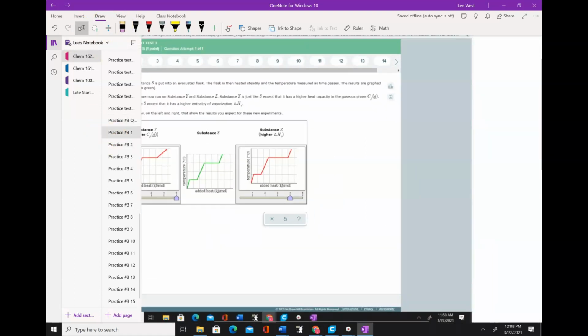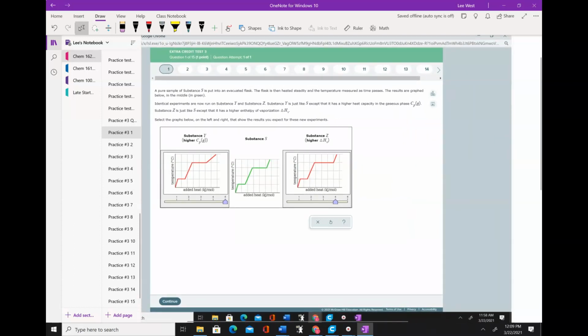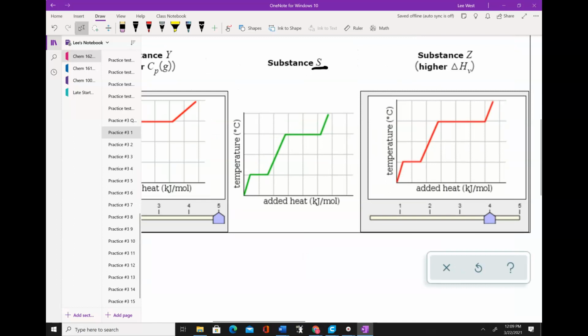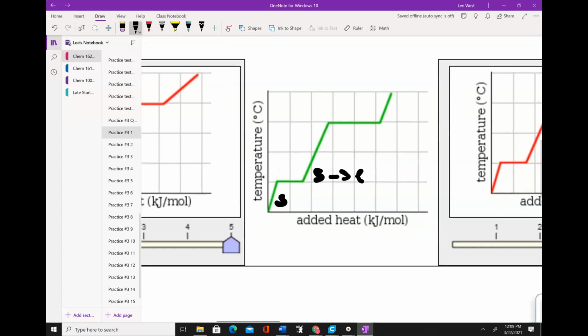All right, so now we're into practice test 2, and in this first problem you're given a heating curve of substance S, and then you're given some written descriptions of substances Y and Z that are different from substance S in one way. So let's have a look at substance S and what's happening here. It shows what happens to the temperature of the substance as you add heat. At the bottom here, we've got solid. As we add heat, the temperature rises. In that first flat region, melting is occurring. We're going from solid to liquid. That's going to be described by the enthalpy of fusion.